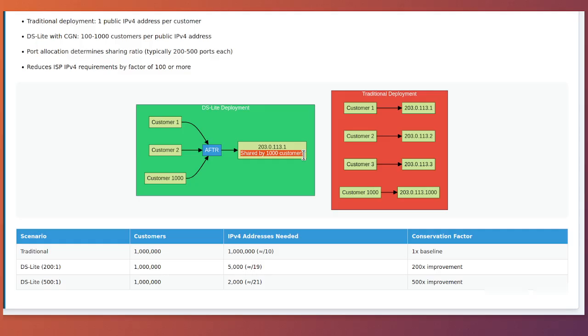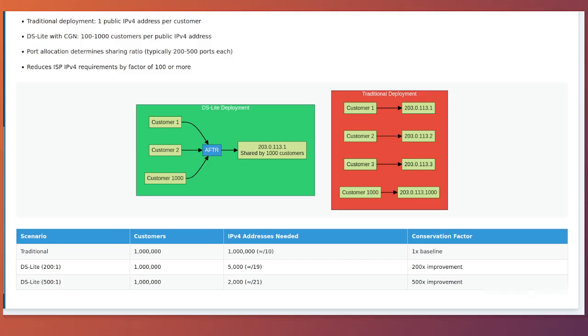The impact on ISP operations is profound. An ISP that previously required a /10 IPv4 allocation, which translates to over 4 million addresses, to serve its customer base, might now operate with just a /18 or /19 allocation. This allocation provides somewhere between 8,000 and 16,000 addresses for the same number of customers. This represents a reduction in IPv4 address requirements by a factor of 250 or more.